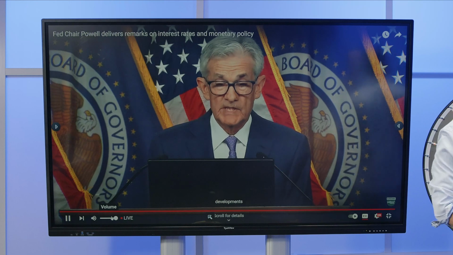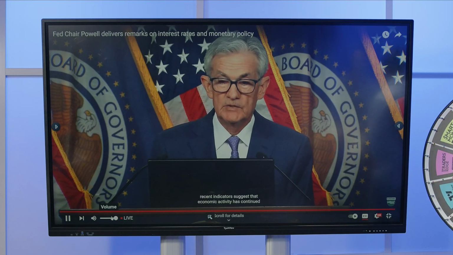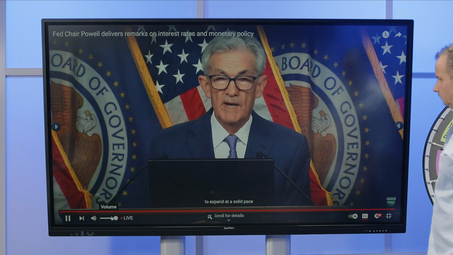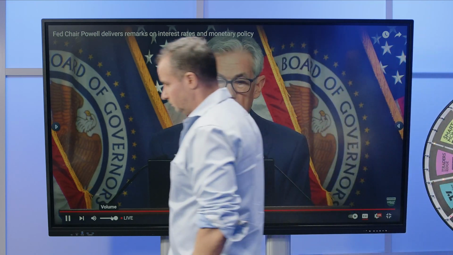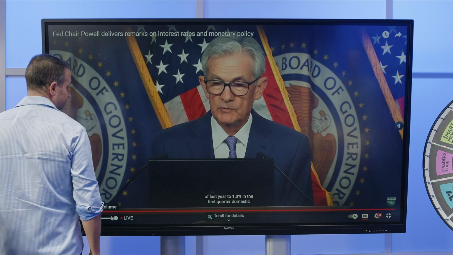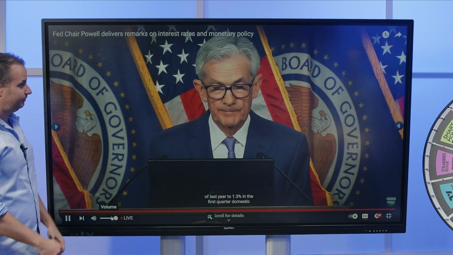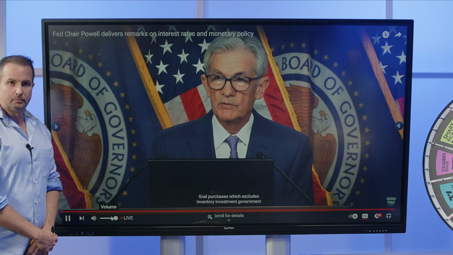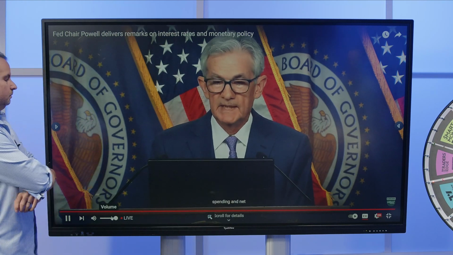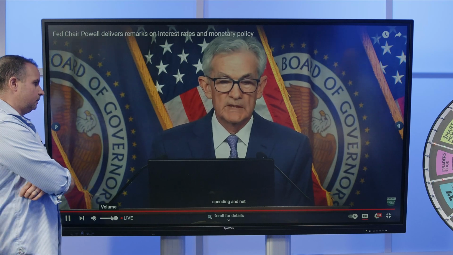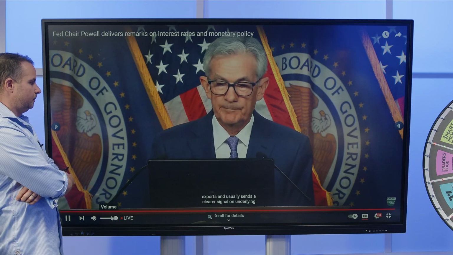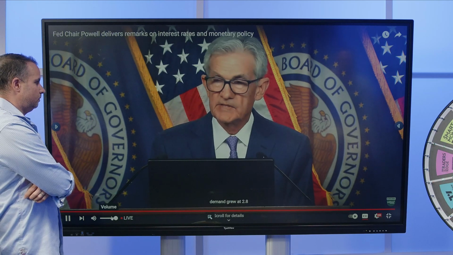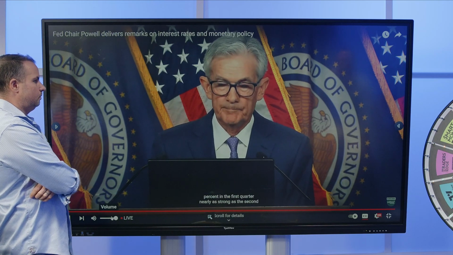Recent indicators suggest that economic activity has continued to expand at a solid pace. Although GDP growth moderated from 3.4% in the fourth quarter of last year to 1.3% in the first quarter, private domestic final purchases, which excludes inventory investment, government spending, and net exports, and usually sends a clearer signal on underlying demand, grew at 2.8% in the first quarter, nearly as strong as the second half of 2023.